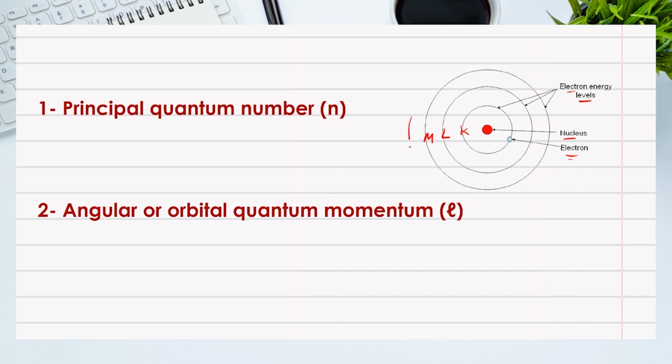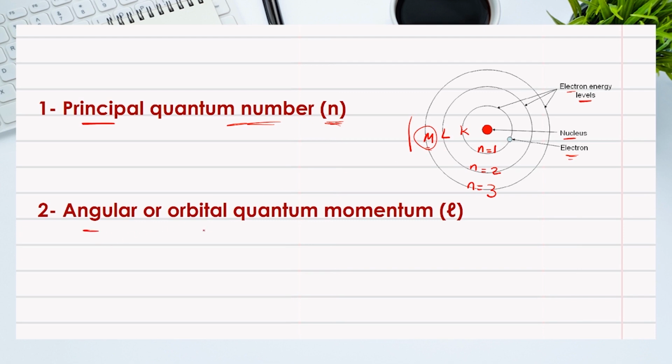To describe the electrons around the nucleus, we use the 4 quantum numbers. The first quantum number is the principal quantum number. The principal quantum number, which we give the symbol n, is the number of each shell. For example, n for the K shell is equal to 1, n for the L shell is equal to 2, and n for the M shell is equal to 3. So the principal quantum number is actually the number of the shells surrounding the nucleus.